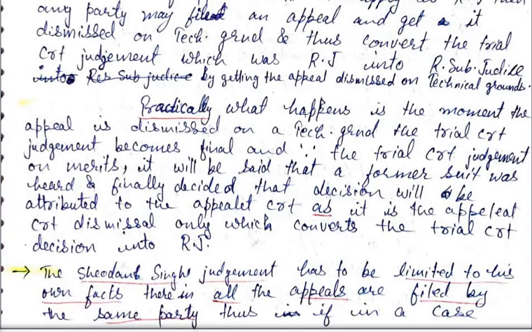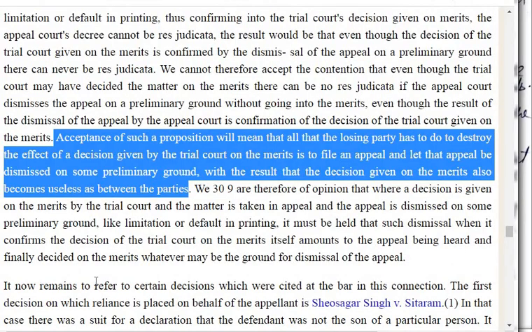Practically what happens is the moment the appeal is dismissed on a technical ground, the trial court judgment becomes final, and since the trial court judgment is on merits, it will be said that a former suit was heard and finally decided. That decision will be attributed to the appellate court, as it is the appellate court dismissal only which converts the trial court decision into res judicata. ठीक ठीक, तो हो गया. अब इसके बाद जो पैराग्राफ है वो आप पढ़ लीजिएगा.